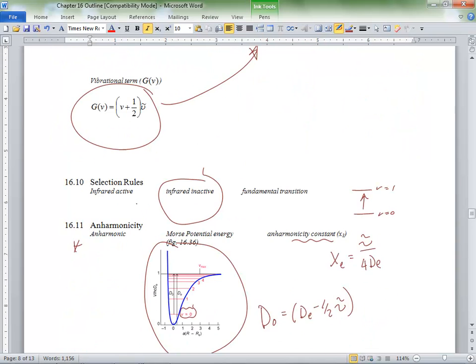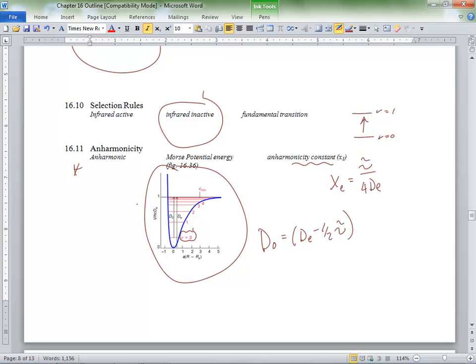So, similar, but okay. This is for the, do you guys have these? Do I have to write this? Do you have these in your notes? For V goes to V plus 1?